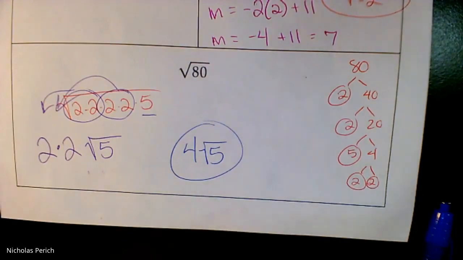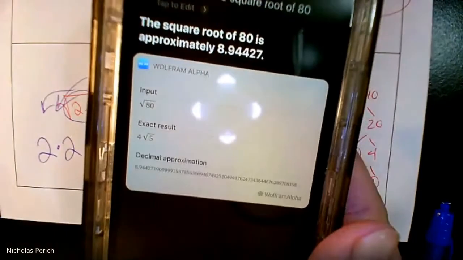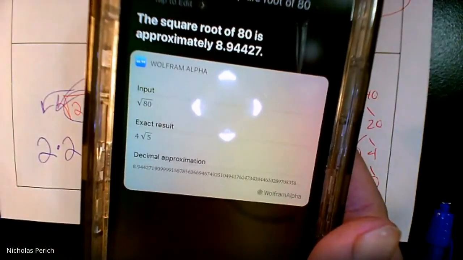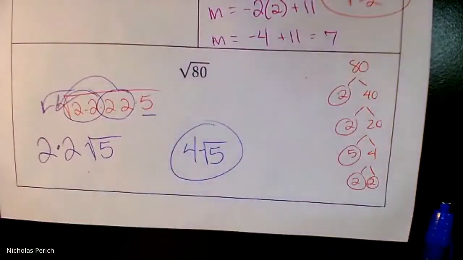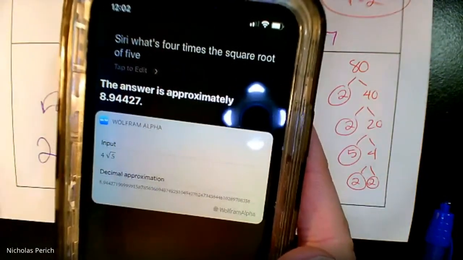Siri, what's the square root of 80? The square root of 80 is approximately 8.94427. Siri, what's 4 times the square root of 5? The answer is approximately 8.94427.